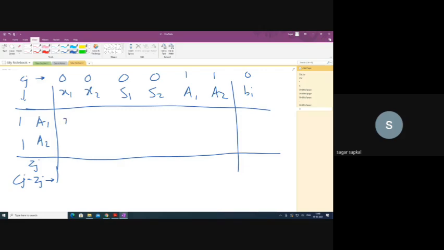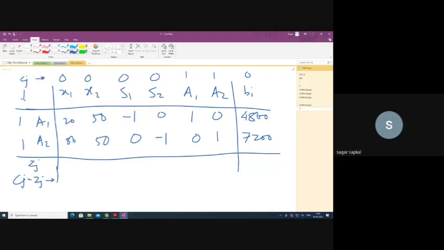So 20, 50, minus 1, 0, 1, 0, 4800. 80, 50, 0, minus 1, 0, 1, 720. Up to here, has everyone understood?